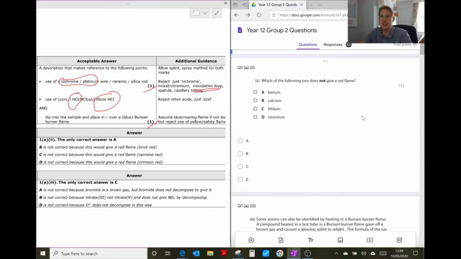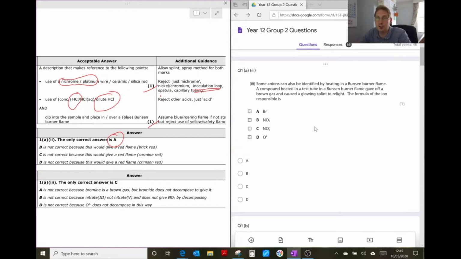Which of the following ions does not give a red flame? Well, hopefully you recognise barium. Barium actually here gives a green flame. So A does not give a red flame, barium gives a green flame.